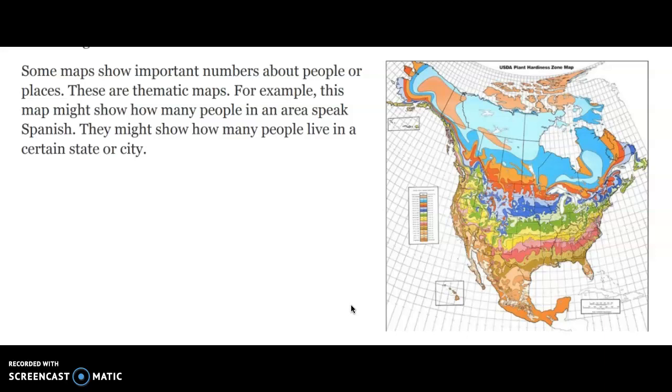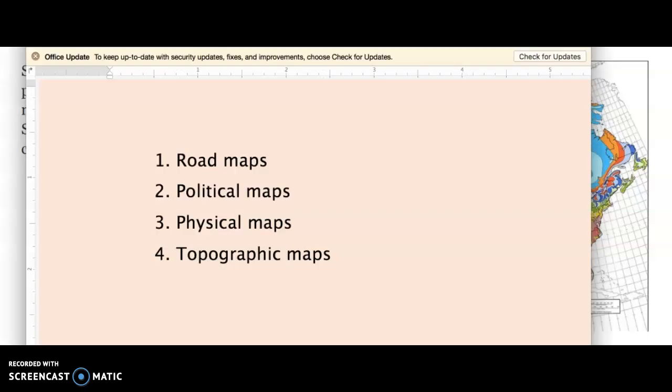So that's it for part 2 of the reading. You are ready to answer those questions about the first 4 types of maps. So again, be on the lookout for road maps, political maps, physical maps, and topographic maps when you go to answer your questions in the discussion post.